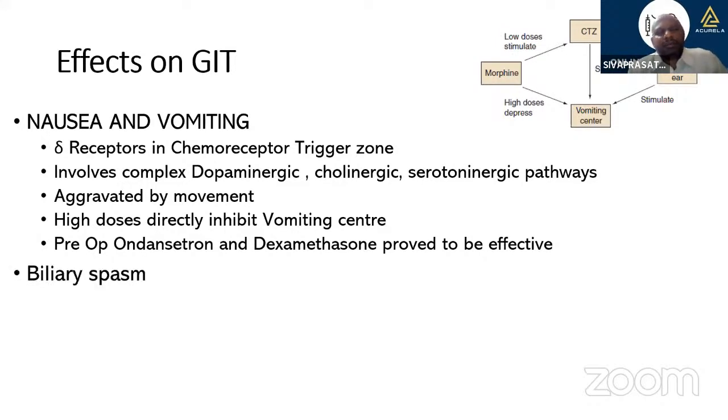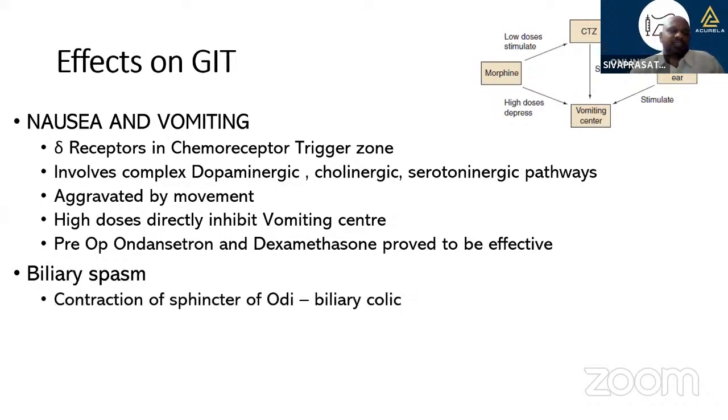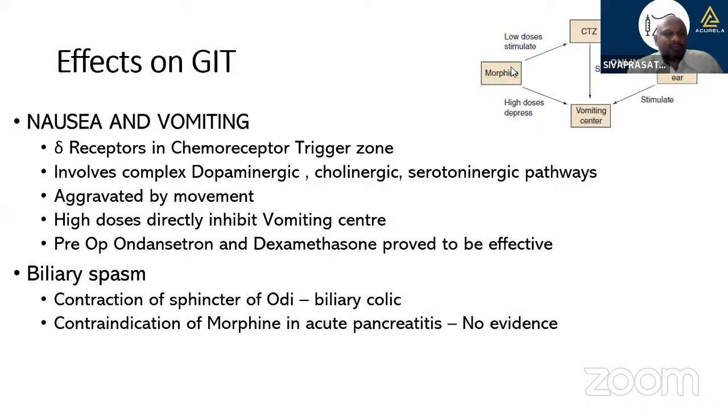The other distressing effect is biliary spasm. It is because of the contraction of the sphincter of Oddi that we produce biliary colic. I still remember when I used high-dose opioids for ERCP, the surgeon could not cannulate the sphincter of Oddi and inject the dye. So he was asking, what is the opioid you used? How can you reverse it? So that much contraction it can produce.